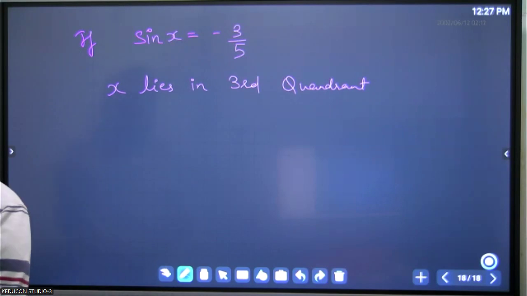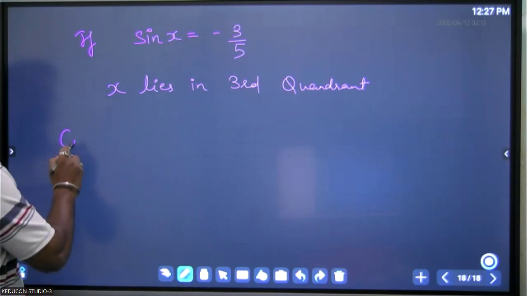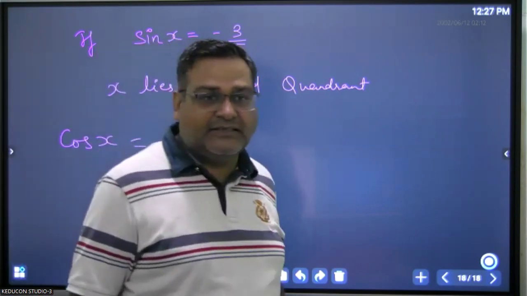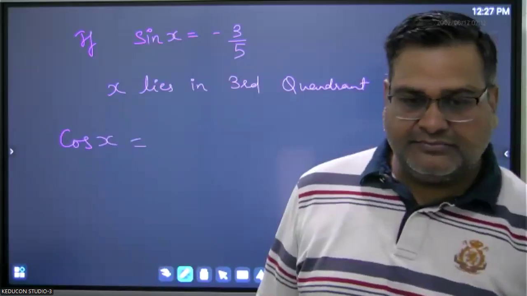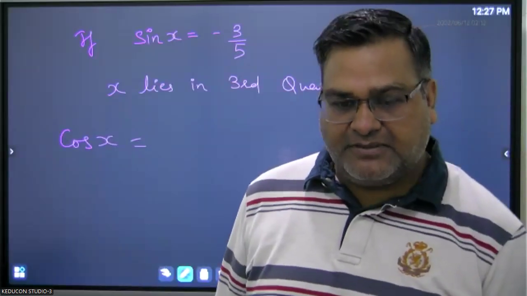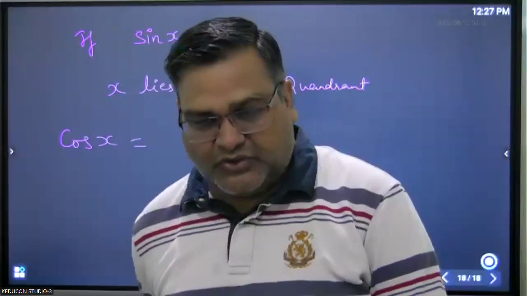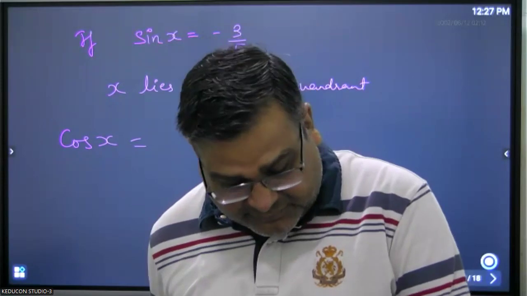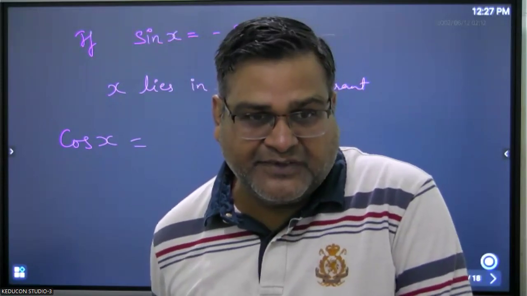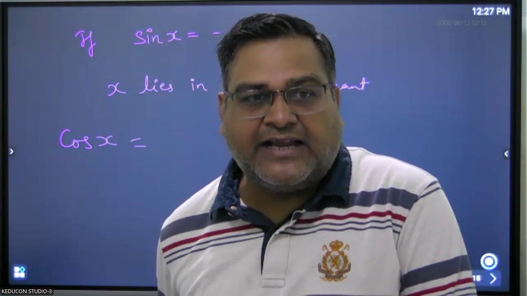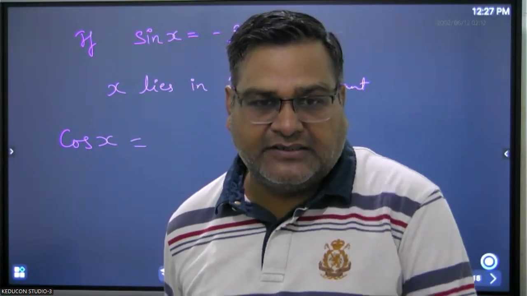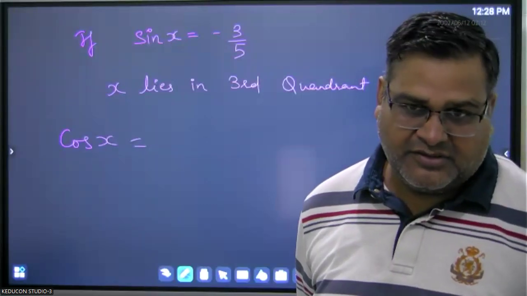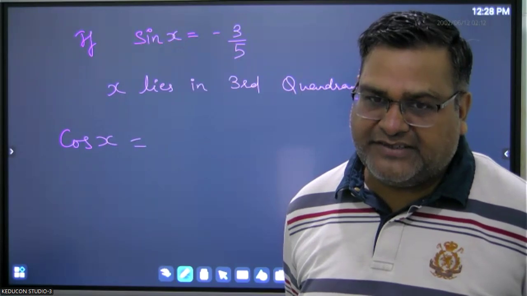Yes student, who will tell me what is the value of cos x? You used to do this in 10th class, didn't you? Two ways you can do it. One is by drawing the right angle triangle and using the Pythagoras theorem. You can find out the values and then put the sign according to the quadrant, right? Cos is minus 4 by 5, which is correct.